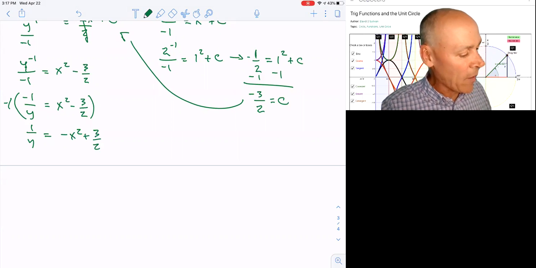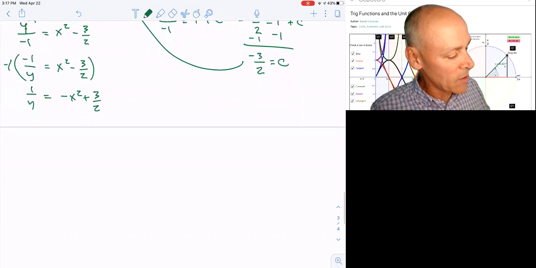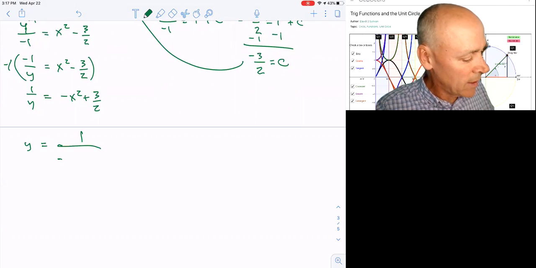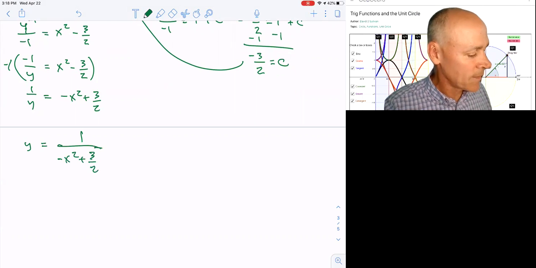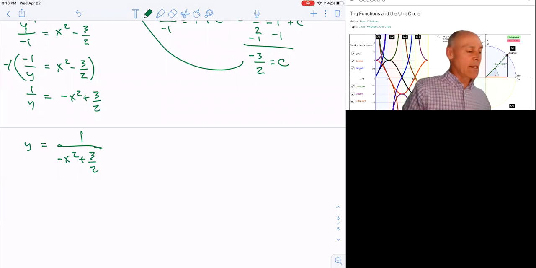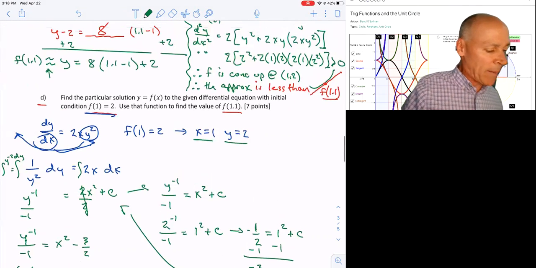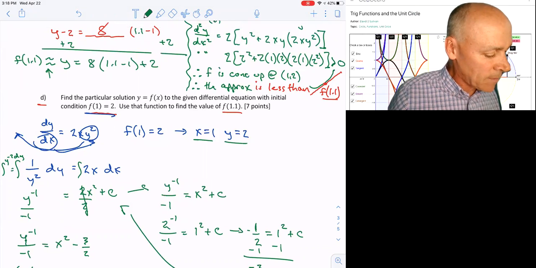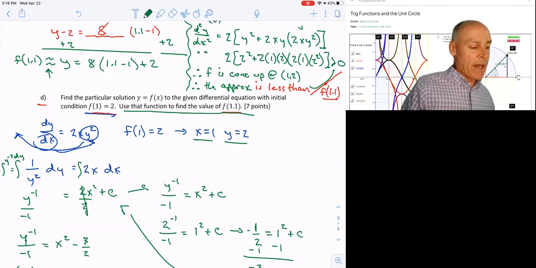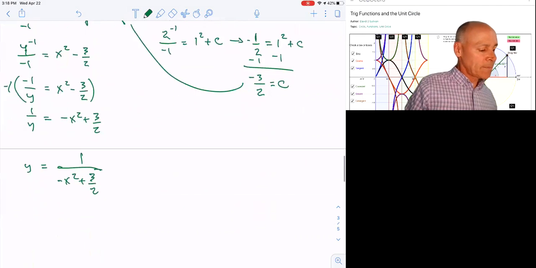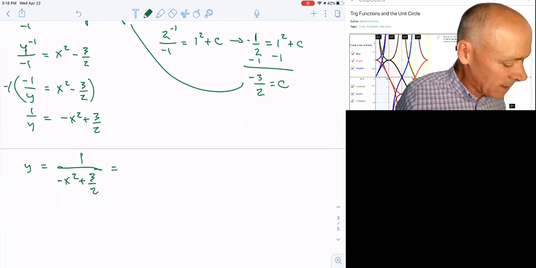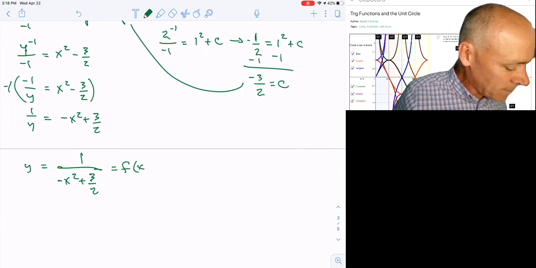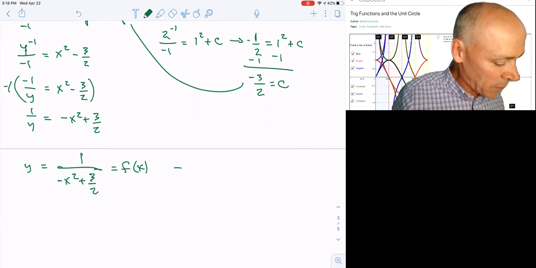Okay. Now I want to take the reciprocal of both sides. So I'm going to get y on the left side is equal to 1 over negative x squared plus 3/2. Okay? Okay, now that is my particular solution, but now I'm not done. I want to use that function to find the value of f at 1.1. Okay, so I can kind of call that f of x.